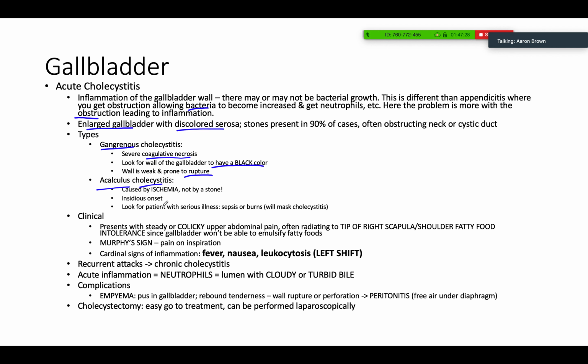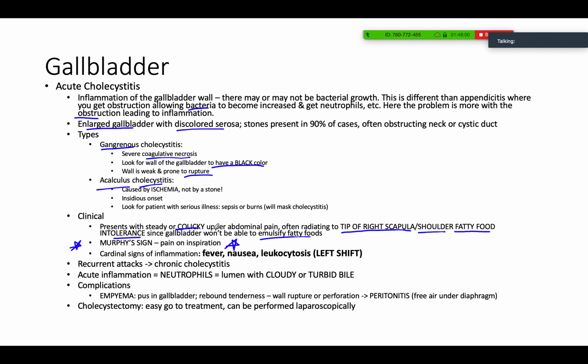Okay. Clinically, again, we want that colicky upper abdominal pain. It may radiate to the tip of the right scapula or shoulder. These patients are going to be intolerant of fatty food because the gallbladder cannot emulsify those fatty foods, okay? Again, Murphy's sign. This is a 2-star sign. Pain on inspiration. When you're pressing up on that right upper quadrant, you're going to say, take a deep breath in. When they take a deep breath in, they have pain. And so that is your Murphy's sign.